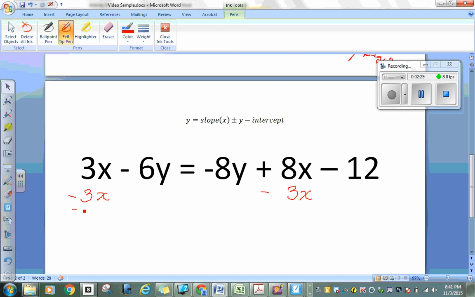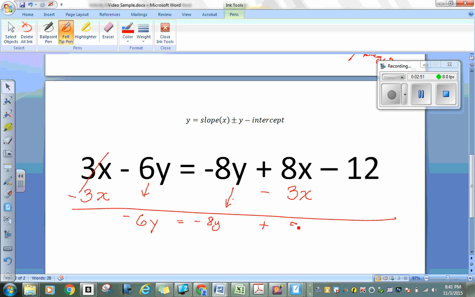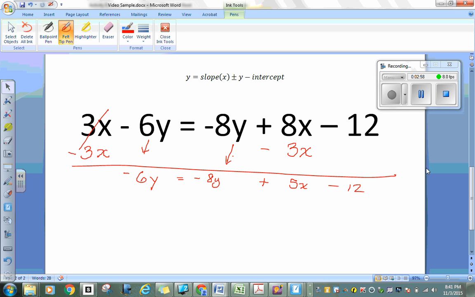Now, here's what I've got. If I do this now, this cancels out. I'm left with a negative 6y equals negative 8y. Remember, I'm just dropping everything down. Now from here, this gives me plus 5x minus 12. Now, I'm almost there. Why? Because now I have y by itself right here.